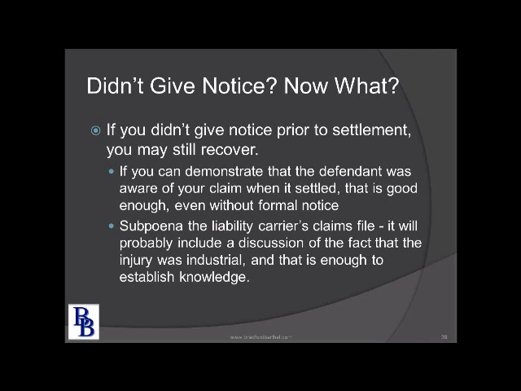So if you're in this situation, the first thing you want to do is subpoena the records from the liability insurance carrier for the third-party defendant, because almost certainly somewhere in there it's going to indicate that this was an industrial injury, that he was on the job. And if that happens, that's enough to establish knowledge.